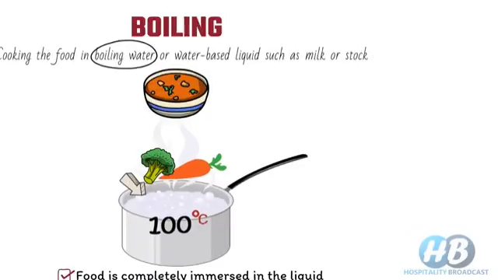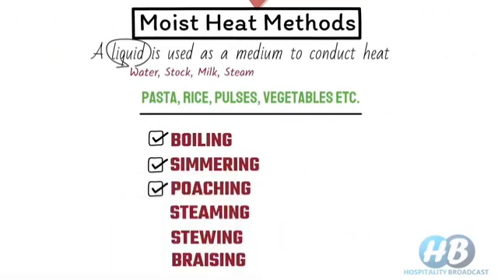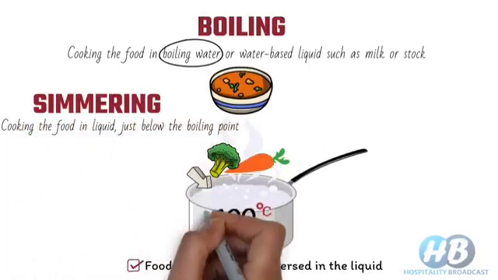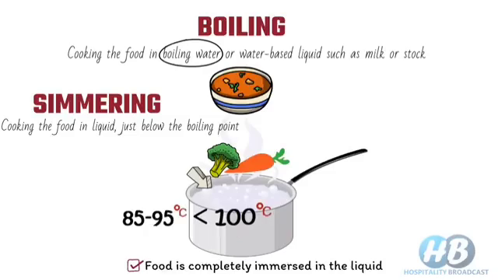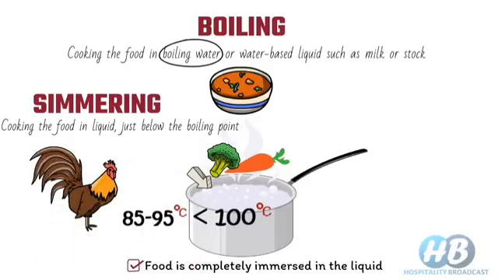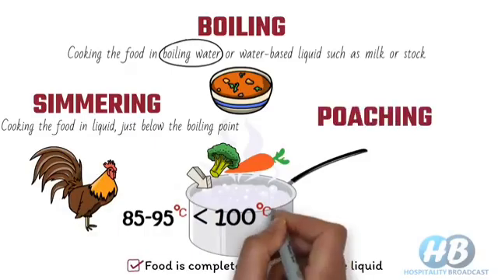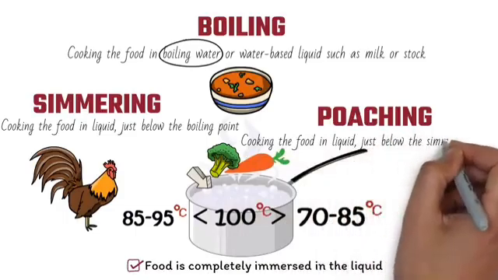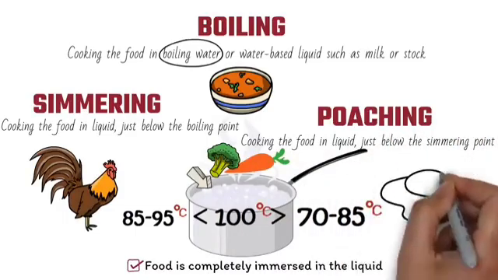Now, very much similar to the boiling method, we have simmering and poaching. Simmering. If we cook the food in liquid just below the boiling point, that is roughly around 85 to 95 degrees Celsius, then it is called simmering. Temperature is kept just below the boiling point, but it is never allowed to boil. High protein food like meat or poultry fare much better when simmered. Poaching. In poaching, the temperature is kept roughly between 70 to 85 degrees Celsius. It takes experience and practice to keep the temperature constant, so that it neither simmers nor starts boiling. For example, eggs may be poached.